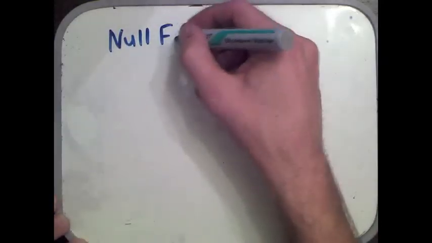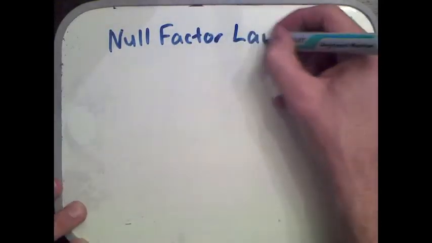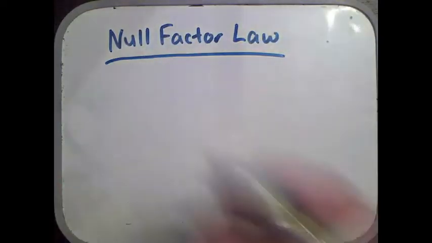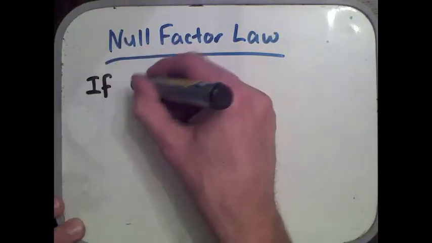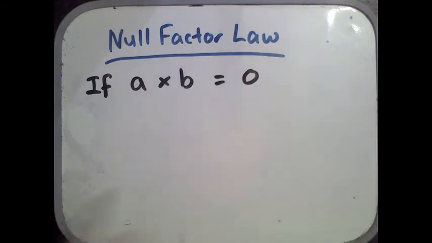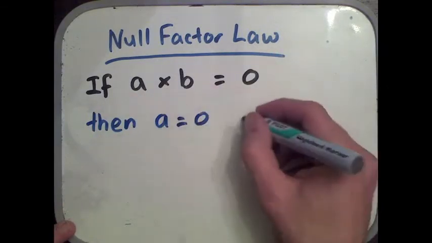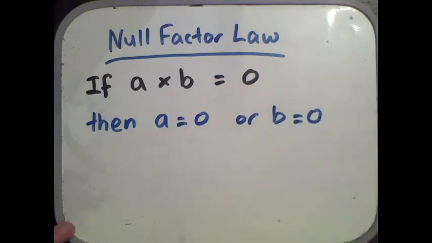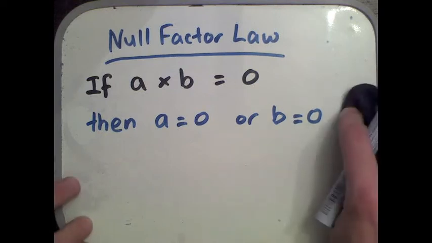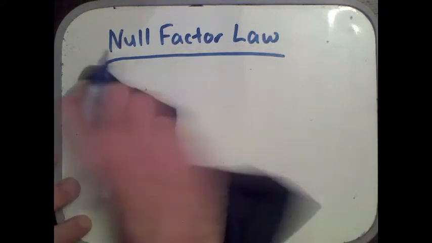Alright guys, after factorization we want to look at the null factor law, which is part of solving quadratic equations. So the null factor law is this: if we have the product of A and B, then either A equals 0 or B must equal 0 to make that true. So let's look at using this law to actually solve some of our quadratic equations.